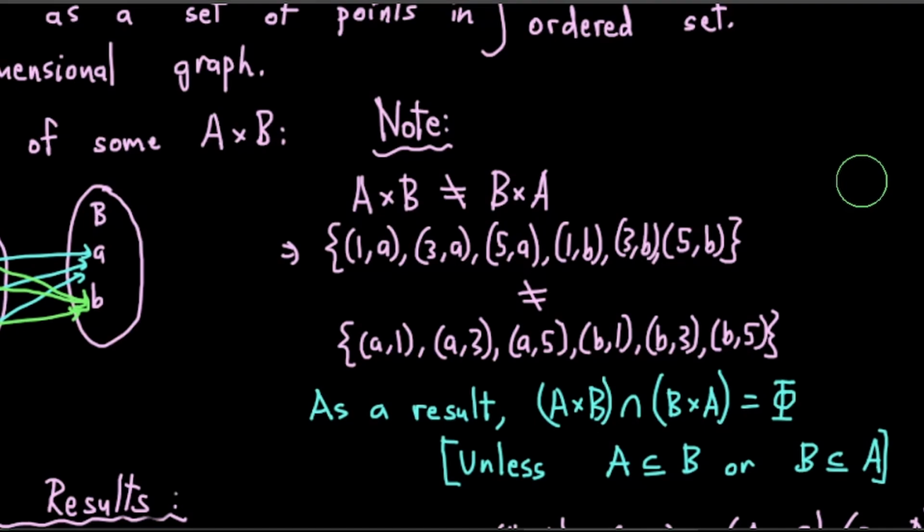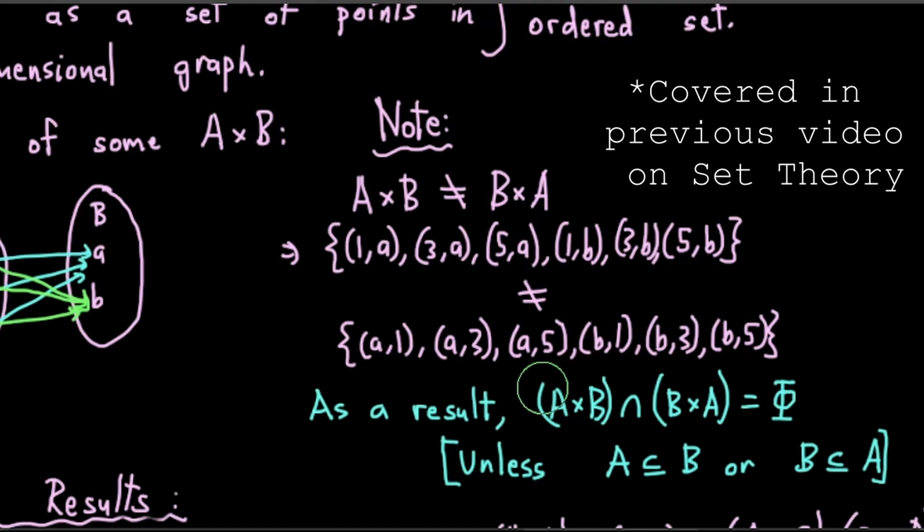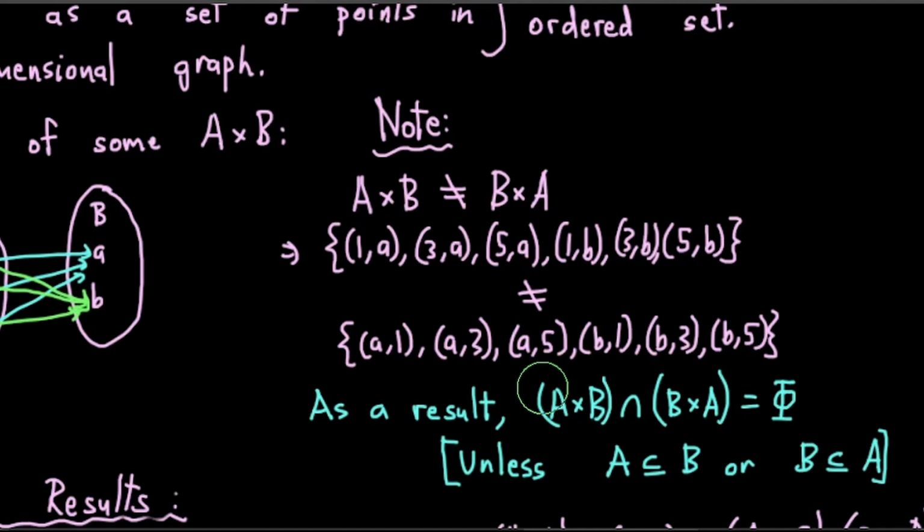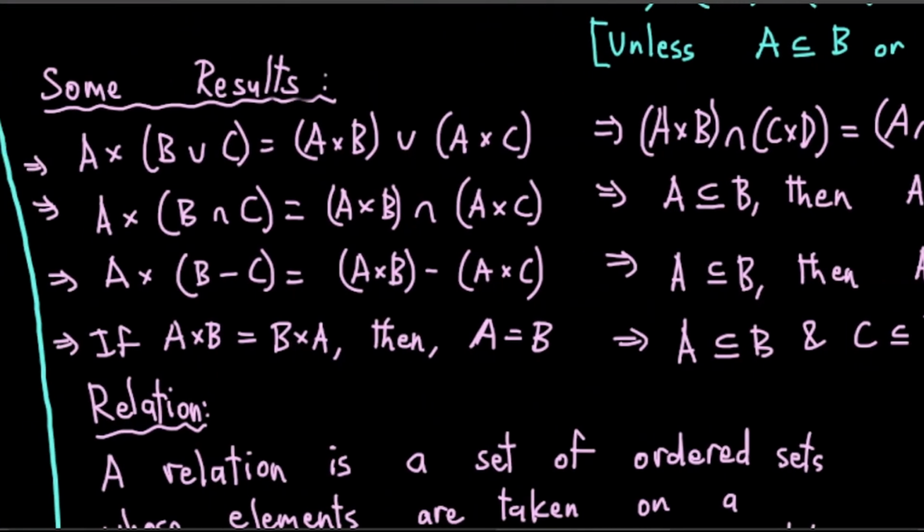And note, you should remember, this is not the same. A into B is not the same as B into A, because why? We are dealing with ordered pairs. You can't flip it around like that. This is gonna mess things up. And, due to this, we also get as a result that the Cartesian product A into B intersect the Cartesian product B into A is the empty set, because they will never have any ordered pair or element in common unless A is a subset of B or B is a subset of A. In that case, there are exceptions, and we come to those.